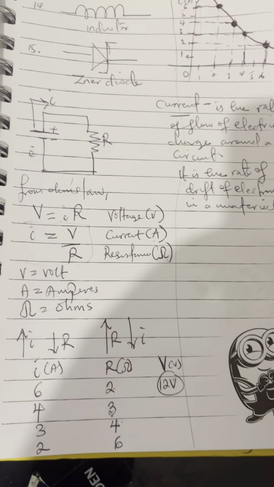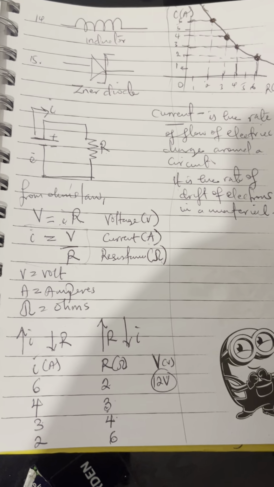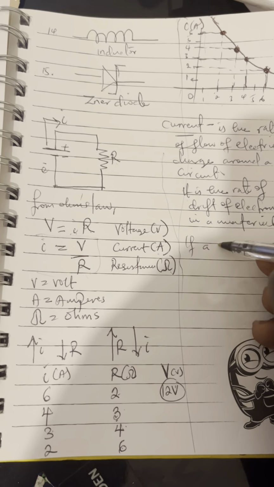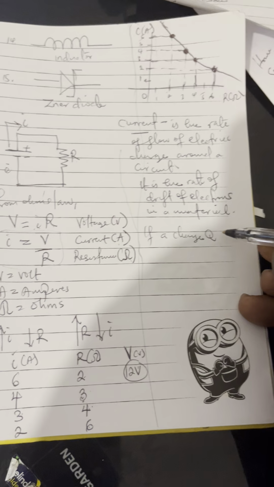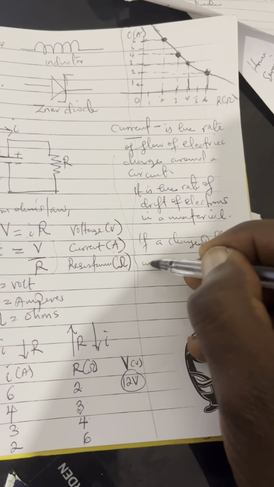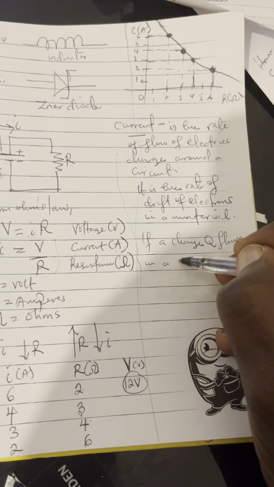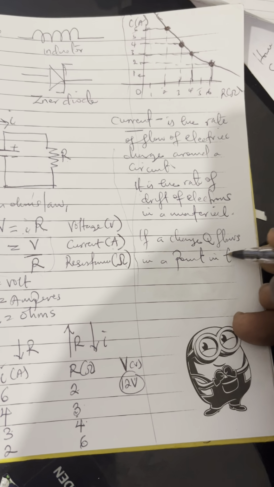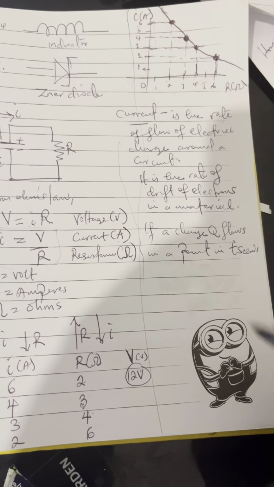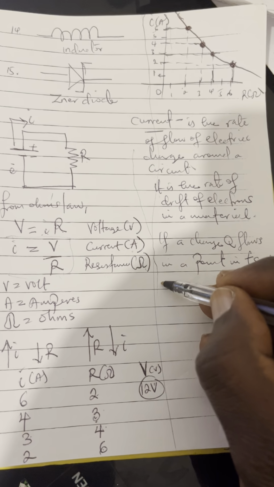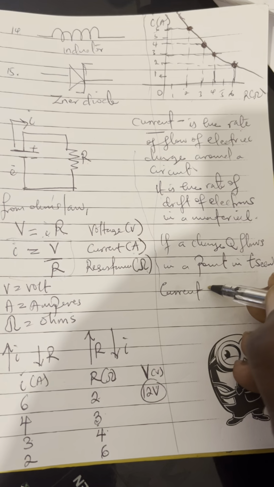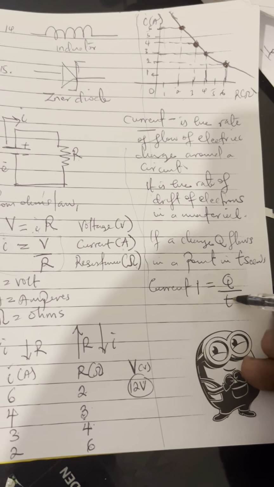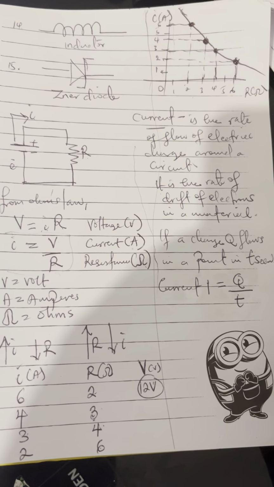In a material. Now watch this: if a charge Q flows in a point in t seconds, the electric current I will be equal to Q over T. You get that? It was Q over T.